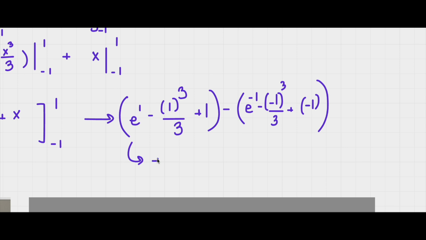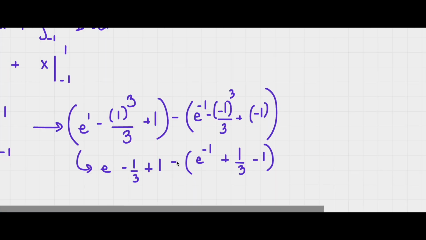Evaluating this, e to the 1 is e, minus 1 cubed over 3 is just a third, plus 1 minus e to the -1 minus -1 cubed is just -1, and then there's another negative out here which ends up making it a positive, and then plus a -1 is -1. Now I'm going to expand this negative sign and take the brackets out. I'll do that all in the same step, so everything flips signs and becomes negative or positive, the opposite sign.